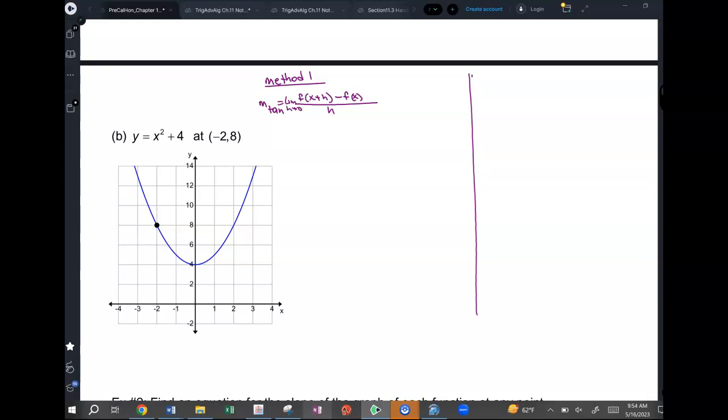Okay, so what's f of x plus h? It's going to be, here, I'll write it here. It's going to be x plus h squared plus 4, right? So let's go ahead and put that in here.